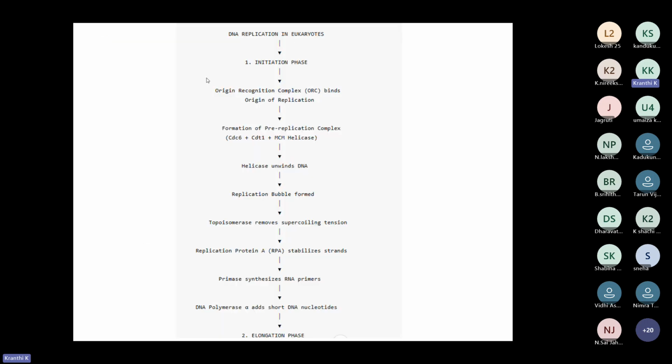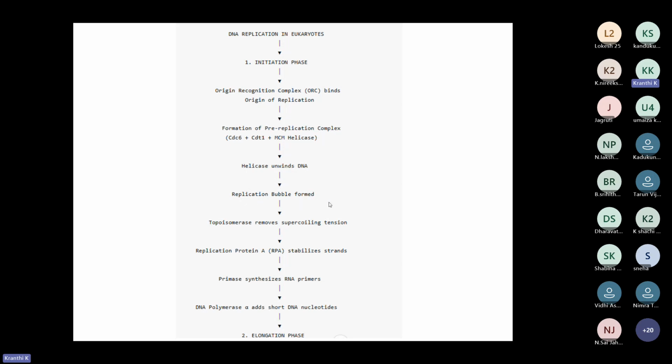See the initiation phase, what is happening? The origin recognition complex binds to the origin of replication. This origin recognition complex is having CDC6, CDT1, and MCM helicase. All of this together will form into a complex, the pre-replication complex. Then helicase unwinds the DNA.